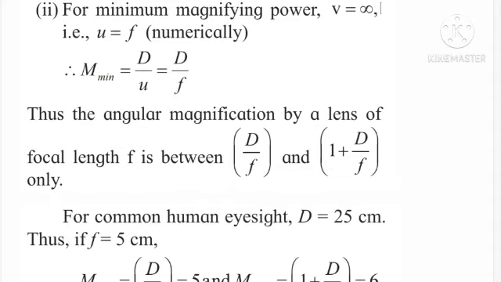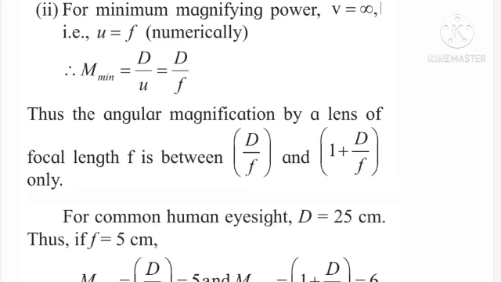So using these two limiting cases, we can say that the value of magnifying power must lie between d upon f, that is the minimum value of magnifying power, and 1 plus d upon f, that is the maximum value of magnifying power. म्हणजेच अँग्युलर मॅग्निफिकेशन जे असेल ते या दोन व्हॅल्यूजच्या मध्येच बघायला मिळेल. एका एक्झाम्पलवरून आपण हे कन्सिडर करू शकतो.